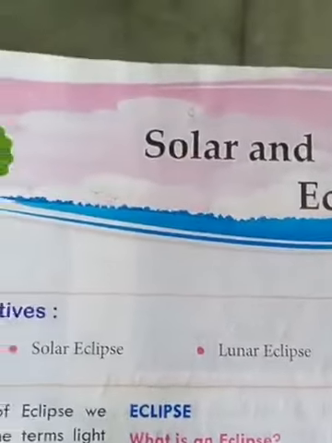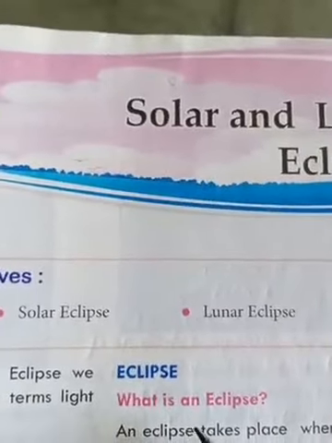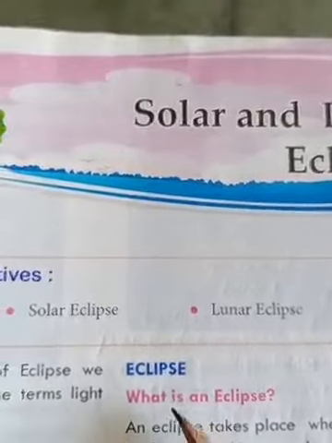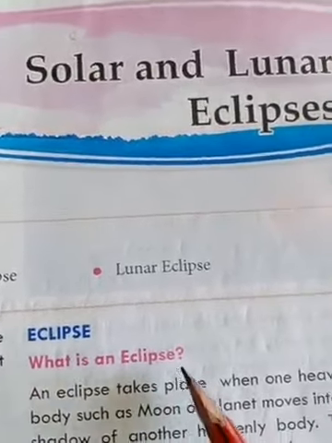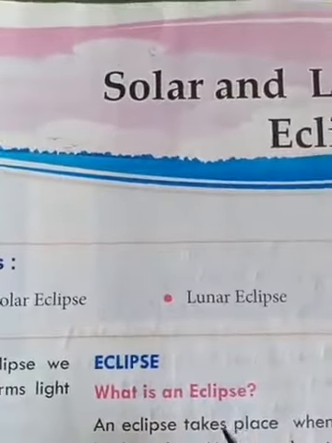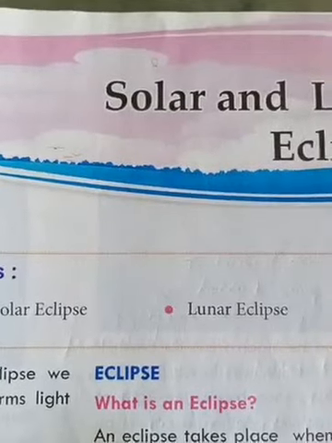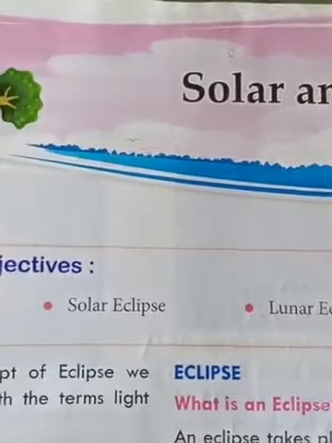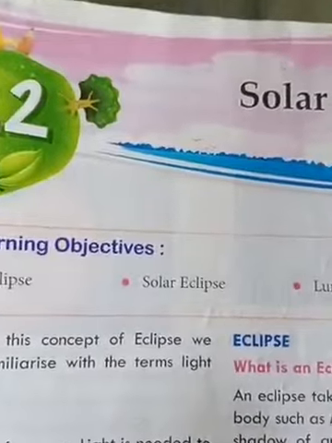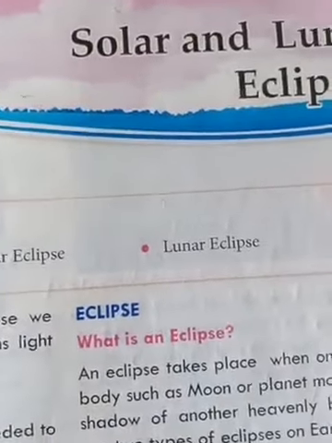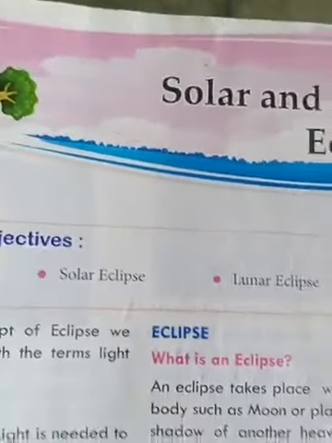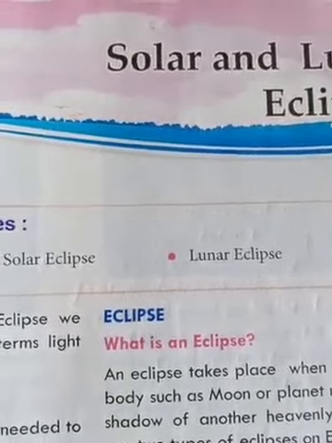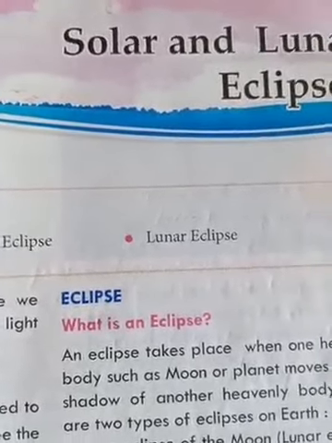My dear students, today you have to understand about the eclipse. What is an eclipse? Eclipse in Hindi is called the Grahana. There are two types of eclipses: lunar eclipse and solar eclipse.